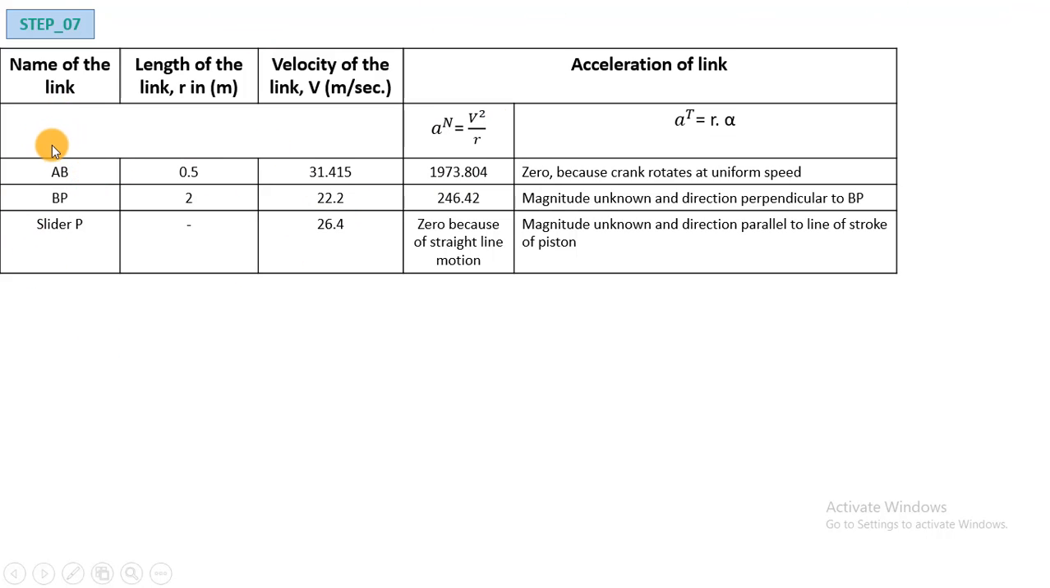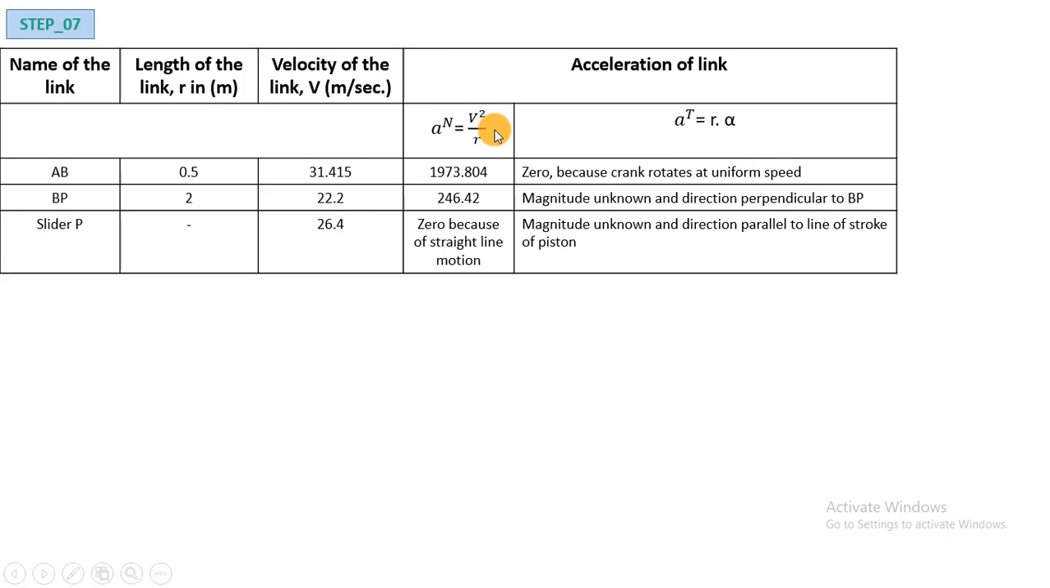First we have the link AB. AB is the input link. In the problem statement it is mentioned that crank AB is the input link, which is rotating at constant or uniform speed. That is why it is not going to have a tangential component of acceleration. As the link has uniform speed, its angular acceleration is 0. That is why the tangential component is 0, because the crank rotates at uniform speed.